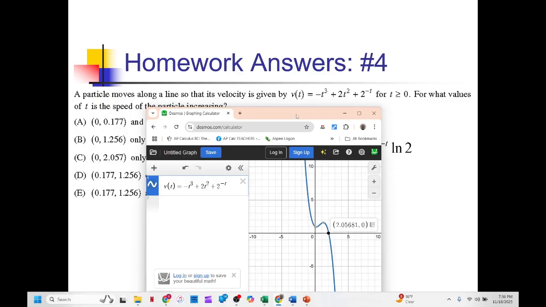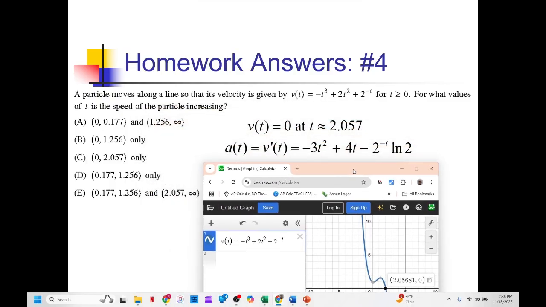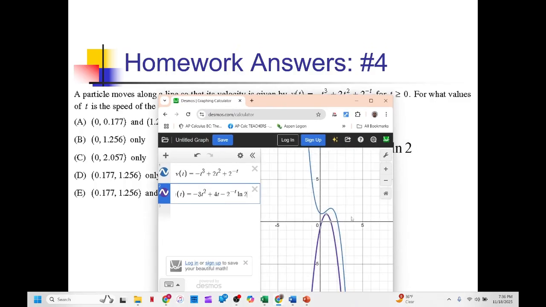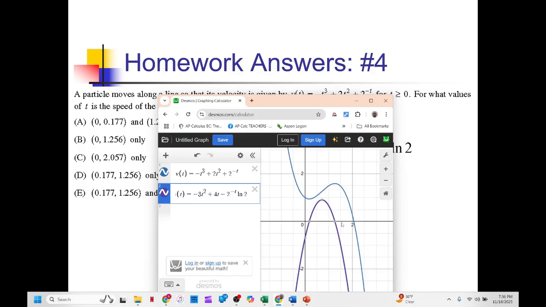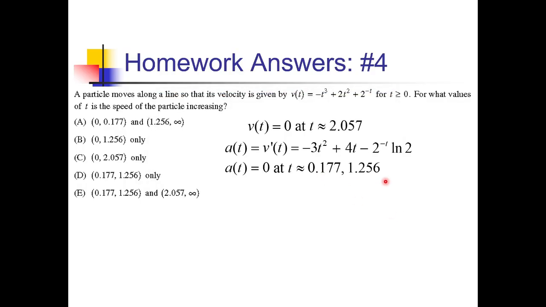So back on Desmos, let me move this so I can actually see that function. And whoops, let me get that back. There we go. So let me call this a of t. So negative 3t squared plus 4t minus 2 to the negative t, and then ln of 2, all of that. And then moving that up so I can see it a little better and zooming in, we've got 0.177 and 1.256. So both of those spots there.